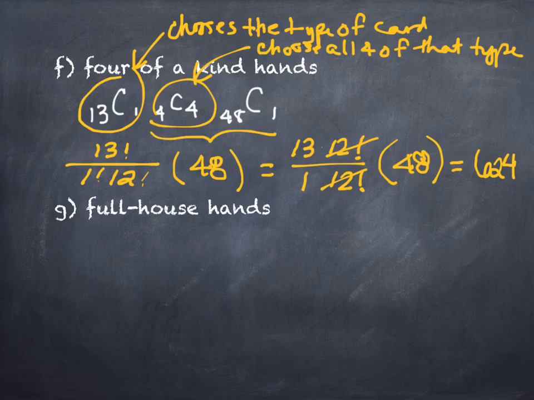624. Did I get that written right, Brittany? 624? Okay. All right, so there's 624 four-of-a-kind hands. So let me ask you a question. Which is more common? Is it more common to get four-of-a-kind or more common to get a flush?